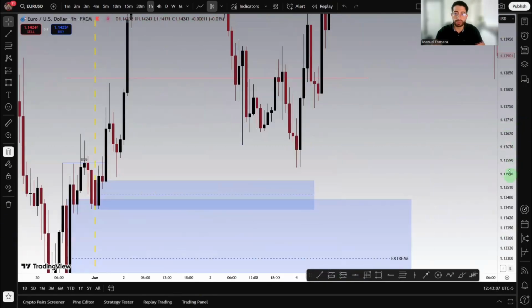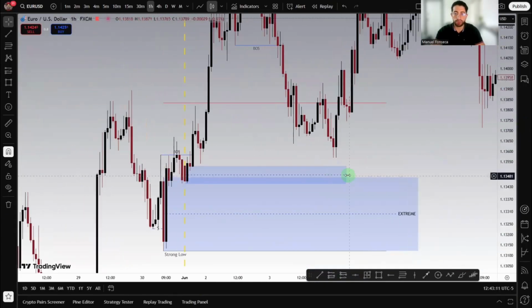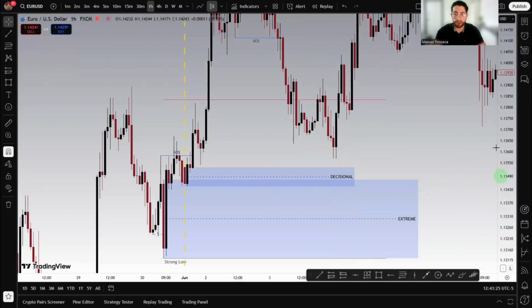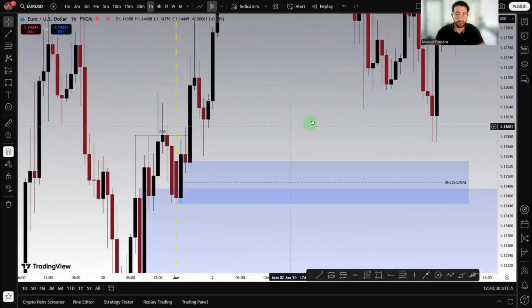This will be the decisional. Now you would say, hey, come on, Manuel, you just lied to us. The price did not get to the decisional zone, right? Decisional, guys, it does. It did, right? But wait, where? We have to analyze where.